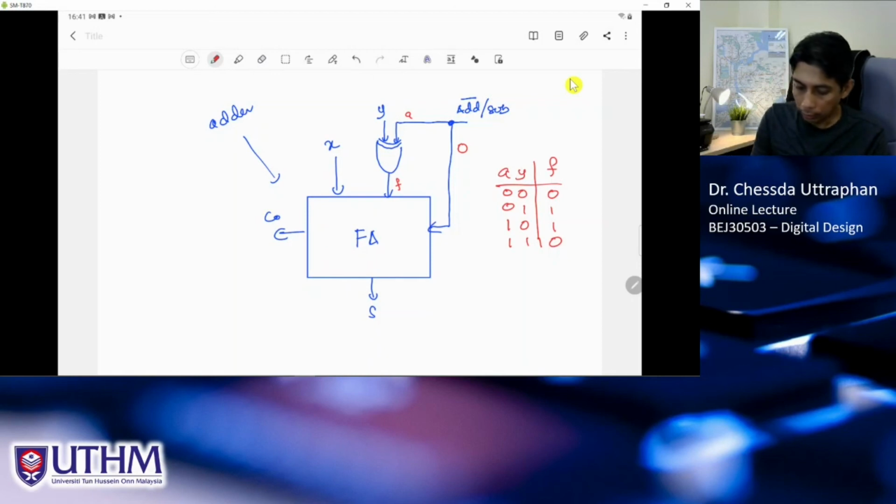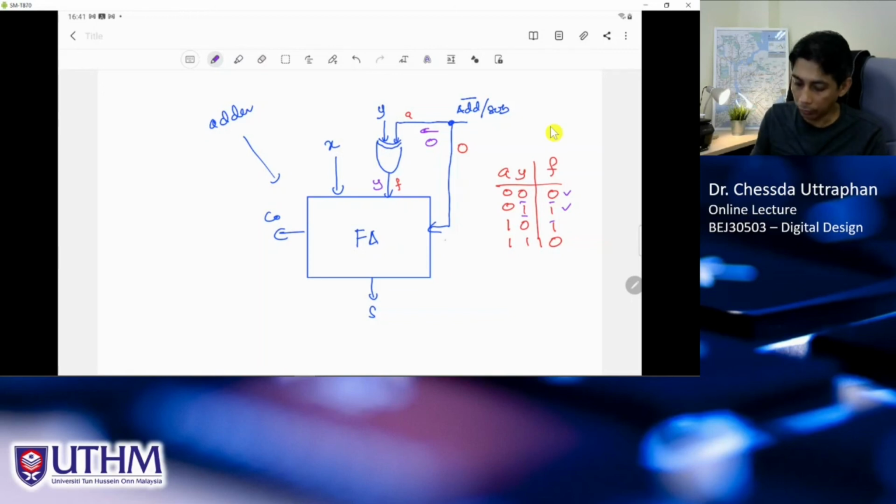So look at this. If A equal to 0, if we set this signal to 0, right? What happens is that F will exactly equal to Y. You see? F is exactly equal to Y. 0, 0, 1, 1 means that Y here we have Y.